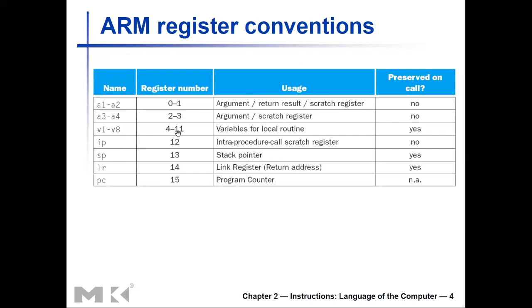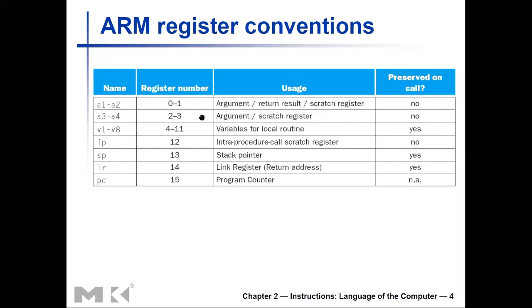Now R4 to R11, these you can use to perform operations inside your local routine. That is, you can use them as variables for a local routine. But if you are going to use them, one important thing you need to do is you should preserve them. So this is why we have this column. When you are using these registers inside a function, I'm talking about a function actually.